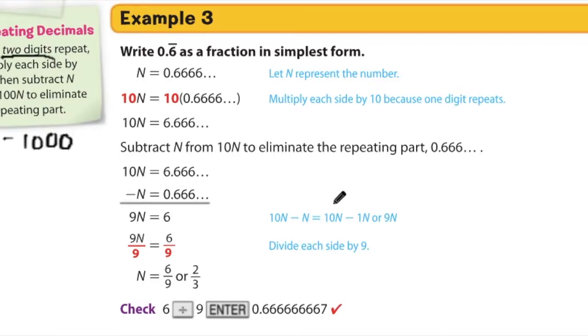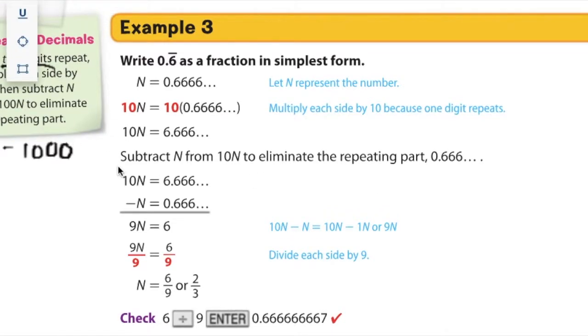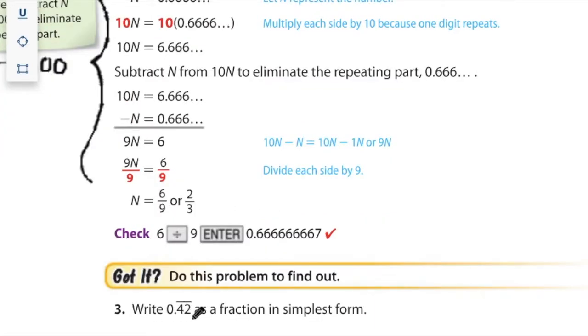For the number of digits that repeat in the repeating decimal, you are going to multiply it by a power of 10. Eventually, you're going to get very good at figuring out how to write repeating decimals as fractions, but for now I really want you to understand the process of setting it up algebraically to prove why this process works. So let's try the got it problems at the bottom of the page. Since 0.42 repeating has 2 digits that repeat, we're going to multiply it by the power of 10 that has 2 zeros, which is 100.